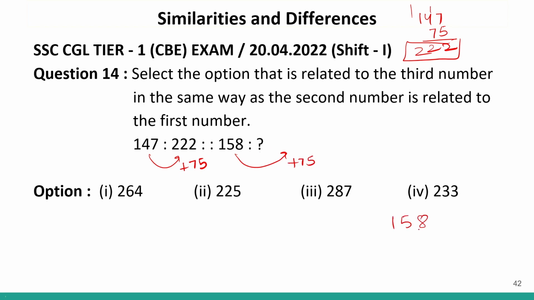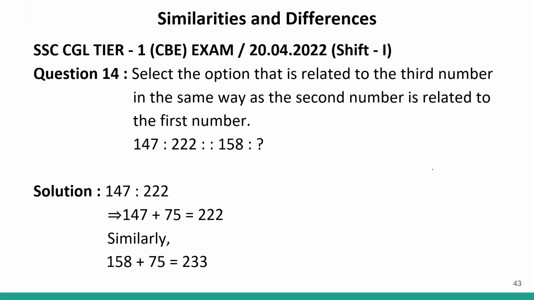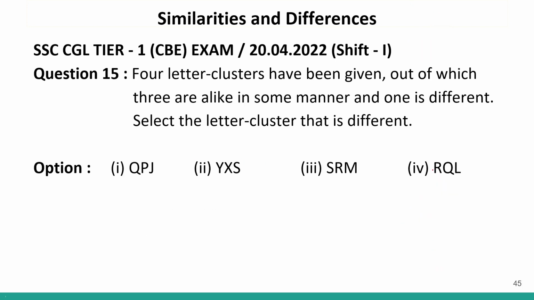So if I add 75, I'll get 233, which is option number 4. So option number 4 will be your correct answer to this question. Okay, this was a question of number analogy. Now, 4 letters and we have to find the one that is different. Similarly, we have to consider them each as a different series.